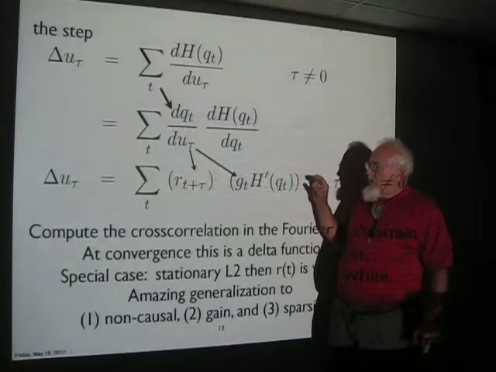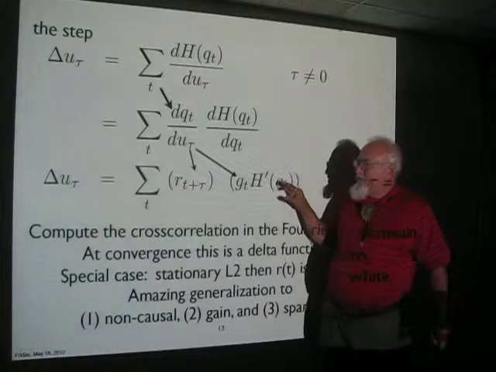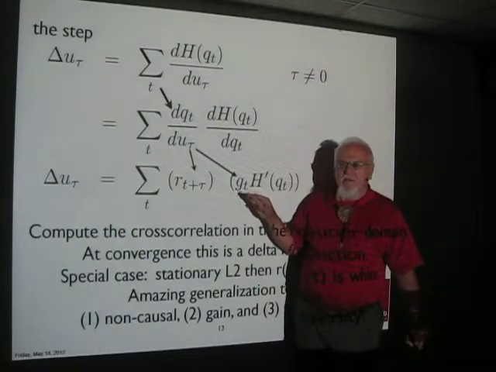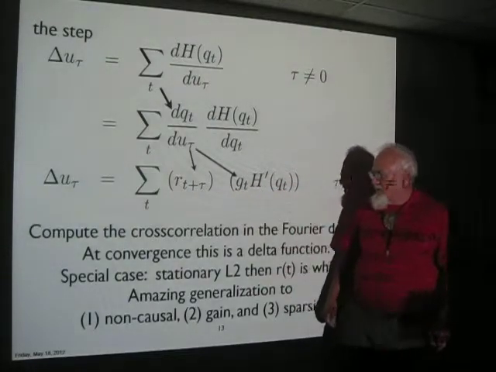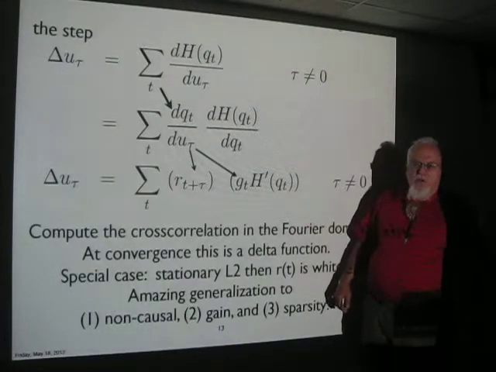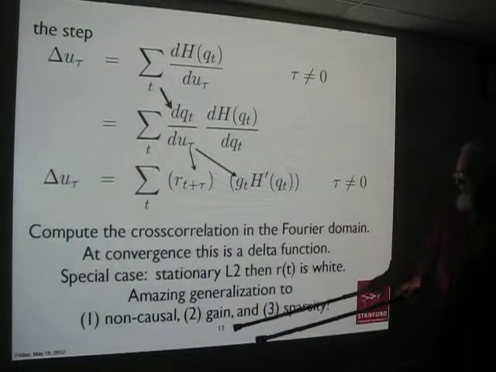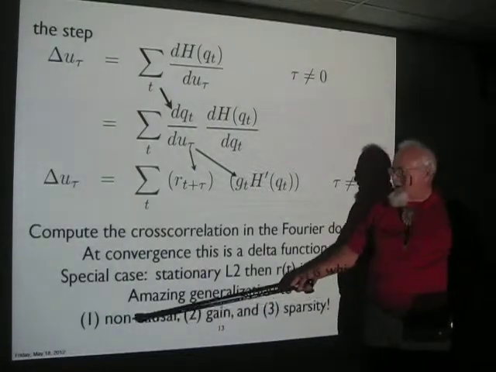That says we're going to the limit that people are really familiar with, that the output of deconvolution is white. The autocorrelation of the residual is a delta function. But look at how we've generalized the classical old answer that the output is white. What we've got here now is that we've generalized this to non-causal filters.